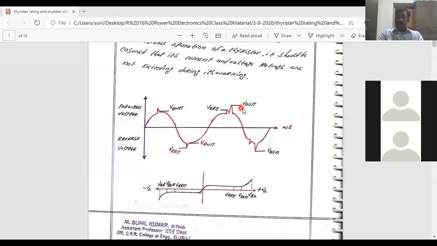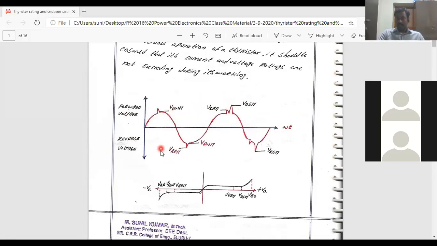Okay, then coming to VDSM, this S stands for the surge value. It is the maximum surge value that occurs only once in the complete cycle of operation. In the complete time span of operation, these surge values may occur only once or so. Those are considered the non-repetitive values, the remaining are considered the repetitive values, and here you have the working values.